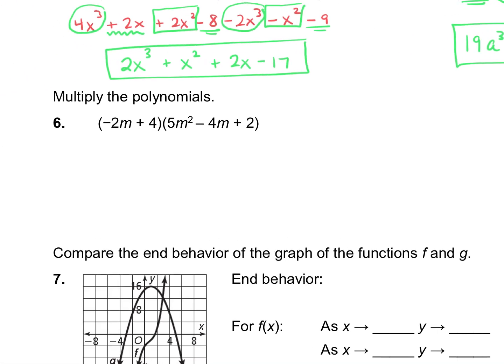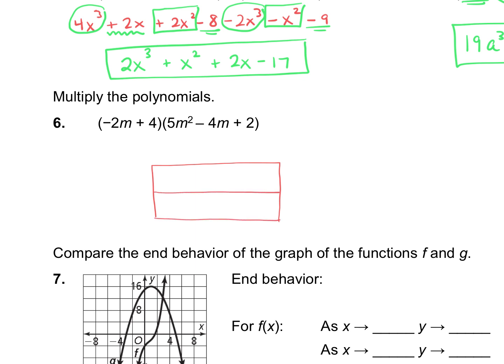All right, number 6, multiply the polynomials. You can distribute the 2m, you can distribute the 4. Once I get to trinomials, I personally am a fan of multiplying this out using boxes. I just like the way it organizes my work. So let me show you what this would look like.